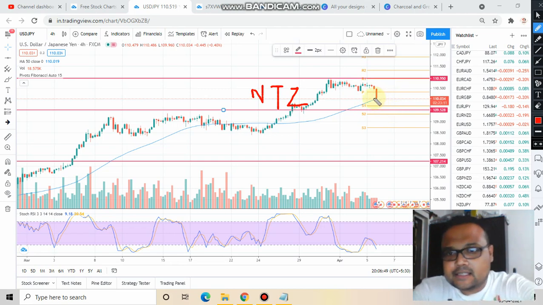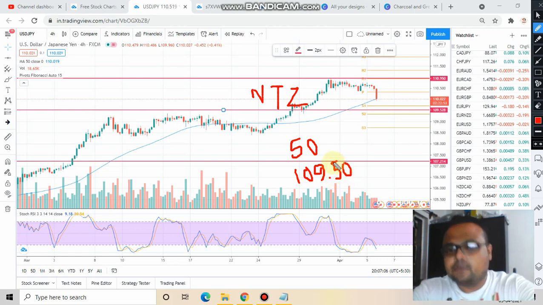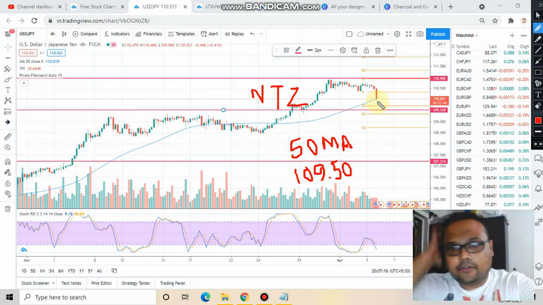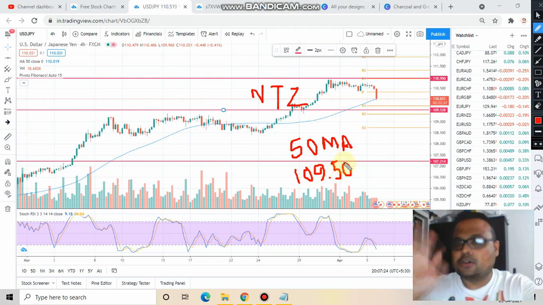If market takes support at the 50 moving average, then it's well and good. If market fails to take support, do not worry. Let the market take support at 109.50 level. So as of now market is falling. Let the market fall and trade at the 50 moving average, or at this level. When market will be taking support, then just observe the price.